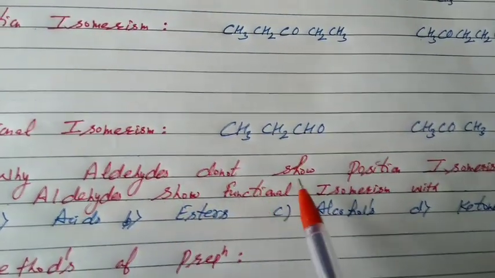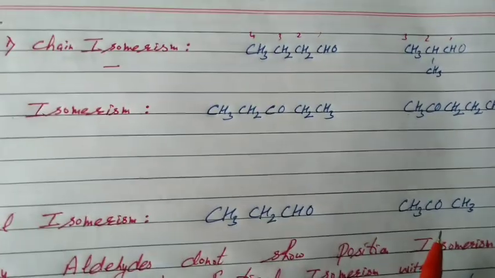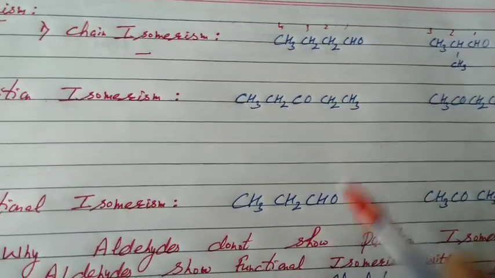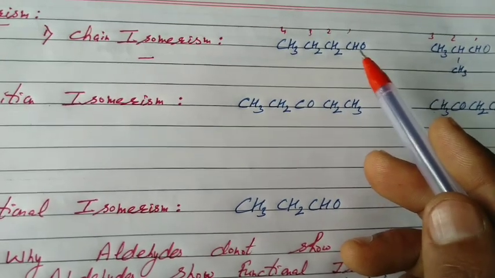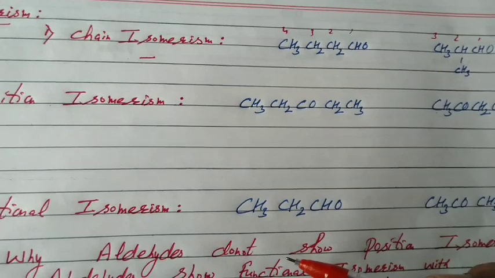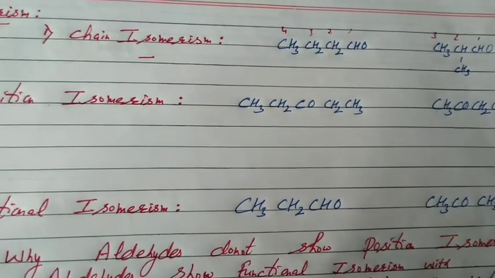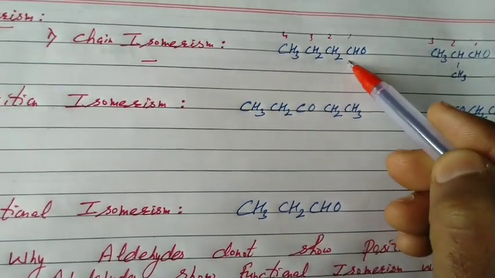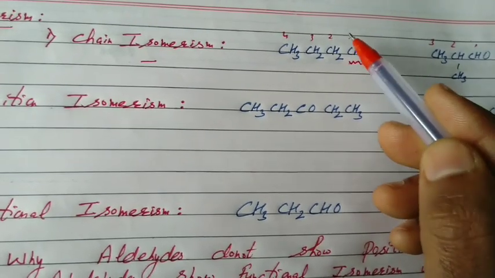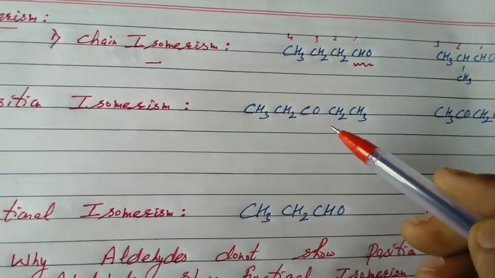Now students, there are some questions. Why do aldehydes not show position isomerism? Position isomerism is possible for ketones, but not in aldehydes, because in aldehydes, CHO is always present at the terminal position. It means it will go at first number always. So position isomerism is not possible for aldehydes. When we name, we give the least number to the functional group, so it will always go at first number.